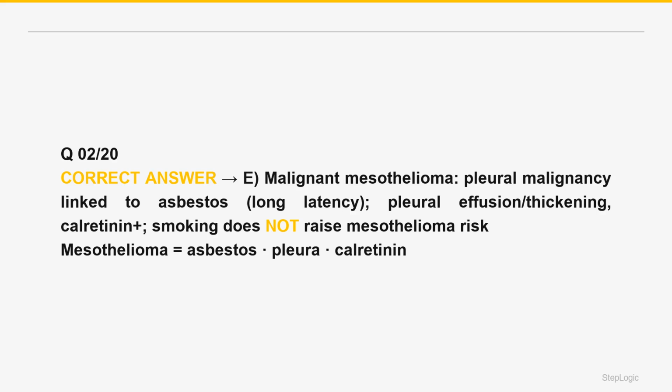A high-yield twist concerns smoking. Asbestos exposure causes both pulmonary fibrosis, asbestosis, with ferruginous bodies, and increases the risk of bronchogenic carcinoma, and smoking multiplies that bronchogenic cancer risk synergistically. However, smoking does not increase the risk of mesothelioma itself. So a shipyard worker who smokes is far more likely to get bronchogenic lung cancer, but the pleural mesothelioma is tied specifically to the asbestos, not the cigarettes. The asbestos-linked pleural malignancy with calretinin positivity and long latency is malignant mesothelioma.